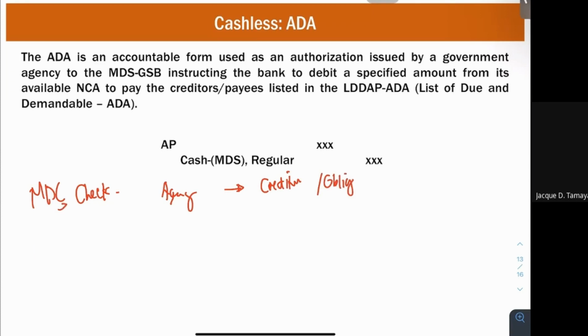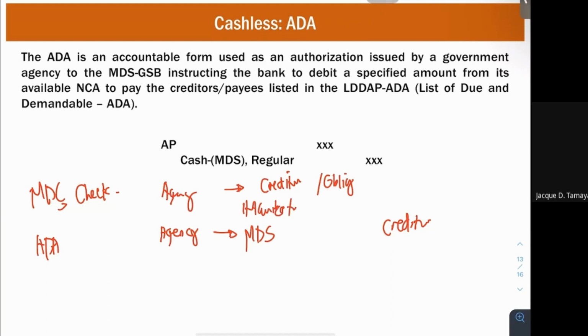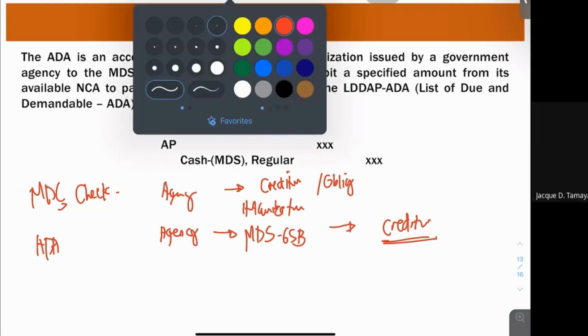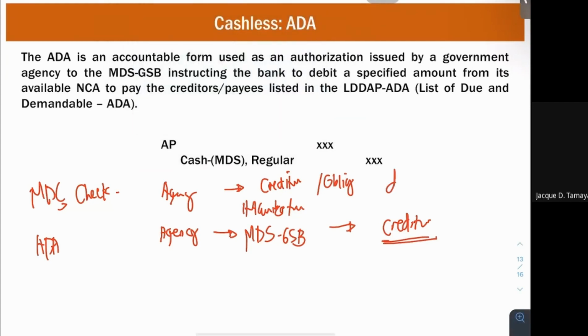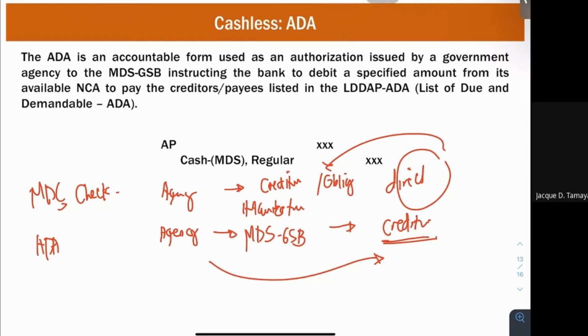However, the difference with your ADA is that instead of the agency paying the creditor, there will be an intermediary. You will just give an authorization to the MDS Government Servicing Bank, and the MDS Government Servicing Bank will pay the creditors. Instead of direct disbursement to the creditor, in your ADA it is a disbursement through an authorization from the agency. The agency authorizes MDS, and MDS now will pay the creditor.